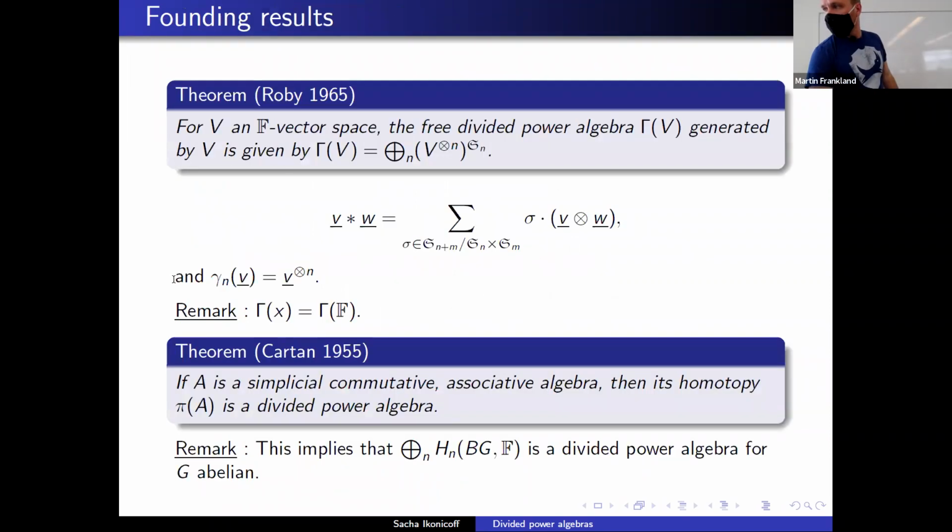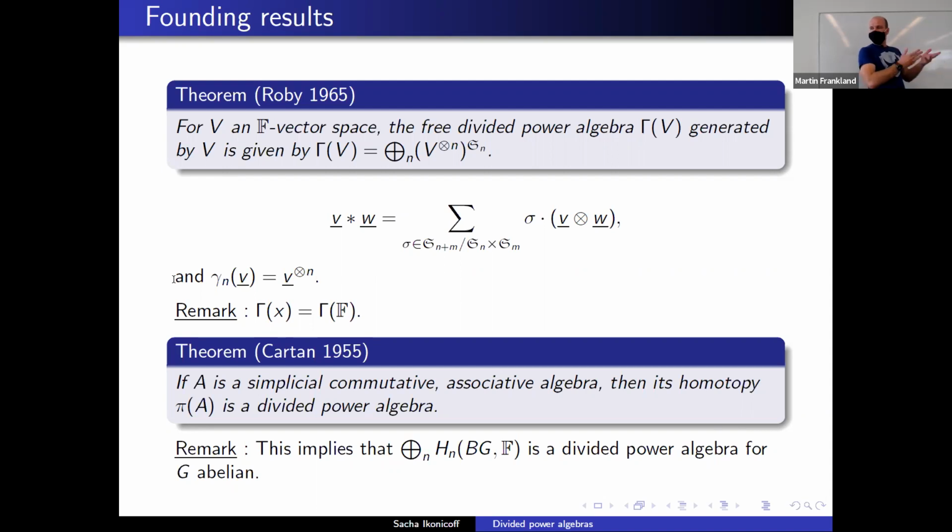All right, so I defined the divided power algebras, and there was some study on it. So we have a couple of results. The first one is that if you have a vector space V, you can define the free divided power algebra gamma V generated by V. And this is given somewhat in the same way as a symmetric algebra. So it's a sum of tensor powers of V, but instead of modding out by the action of the symmetric group, which permutes the factors, you will take the submodule of invariants under this action.